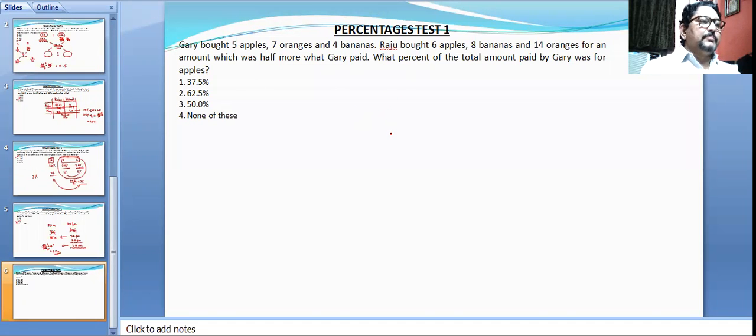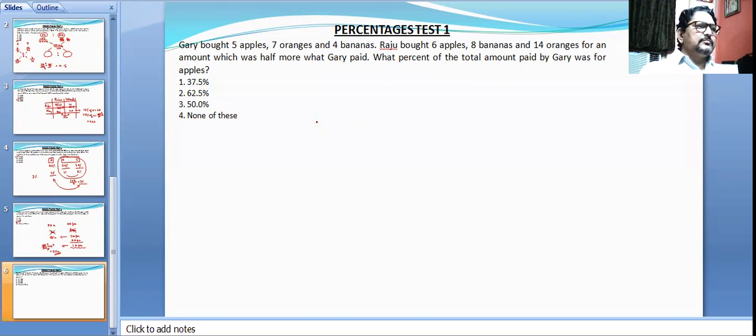Gary bought 5 apples, 7 oranges, and 4 bananas. Raju bought 6 apples, 8 bananas, and 14 oranges for an amount which was half more than what Gary paid. What percent of the total amount paid by Gary was for apples?